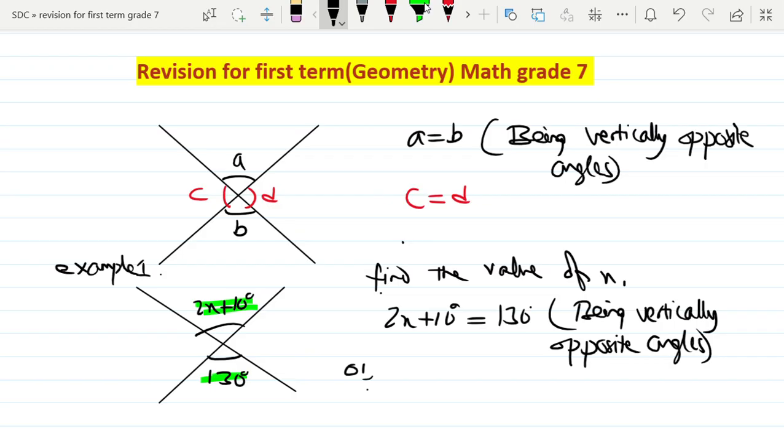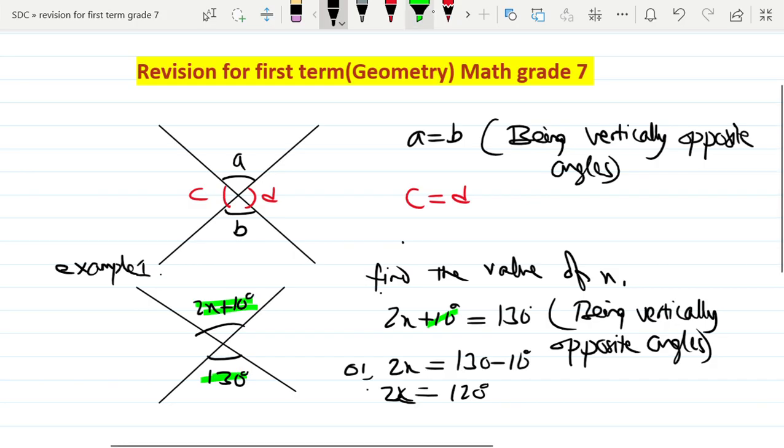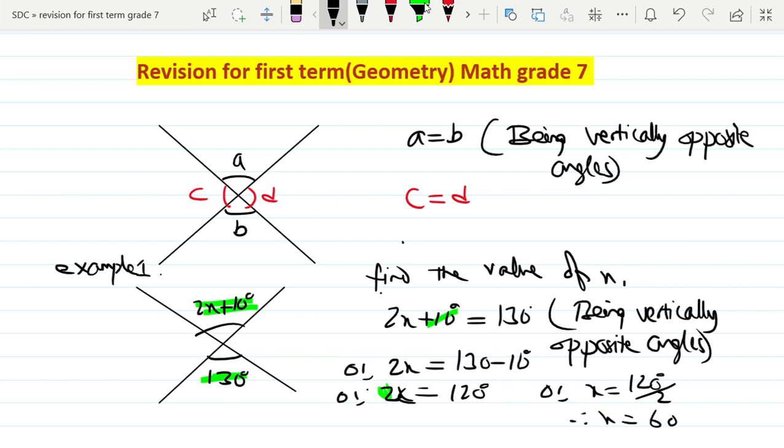After we do that, we can find the solution. Be very sure which to send first. The 10 is being added here, so this is sent to the other side first. So 2x equals 130 minus 10, and that gives 2x equals 120 degrees. Now the 2 is multiplying here, so we send it for dividing: x equals 120 divided by 2. This way we get the value of x equal to 60 degrees.